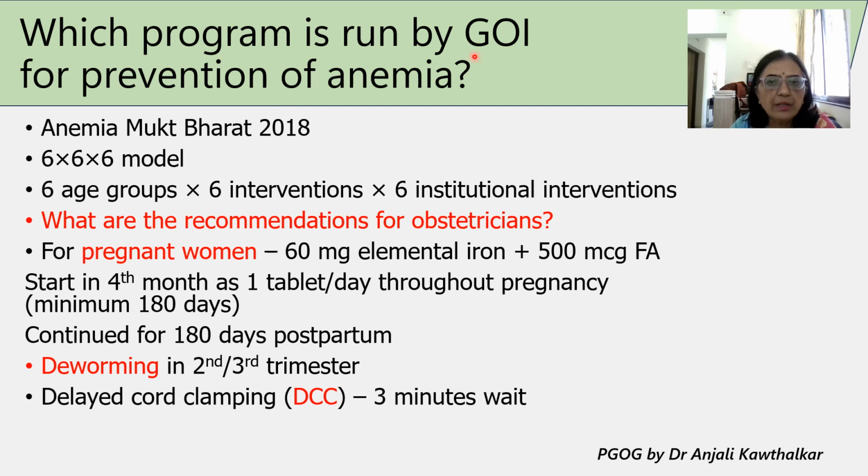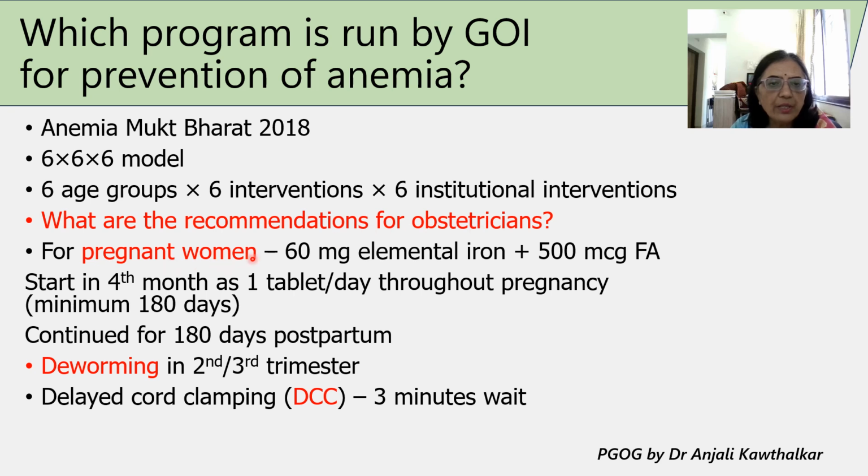Which program is currently run by Government of India for prevention of anemia? It is called as Anemia Mukta Bharat, which was initiated in 2018. It has a 6x6x6 model. It is mainly focusing on 6 age groups with 6 interventions with 6 institutional interventions. So what are the recommendations in Anemia Mukta Bharat which are to be followed by obstetricians?